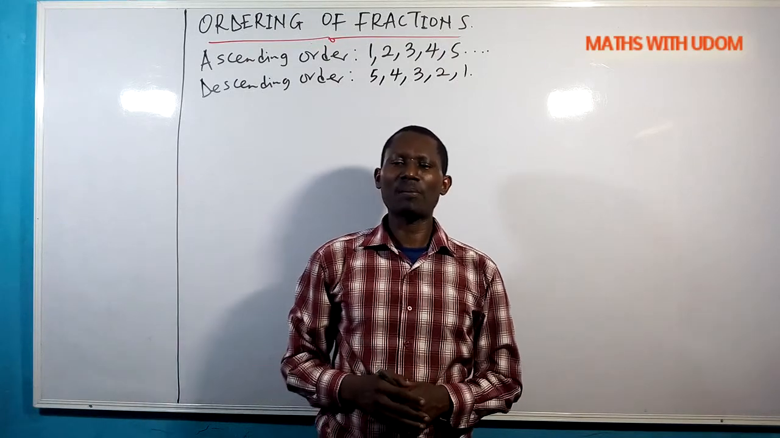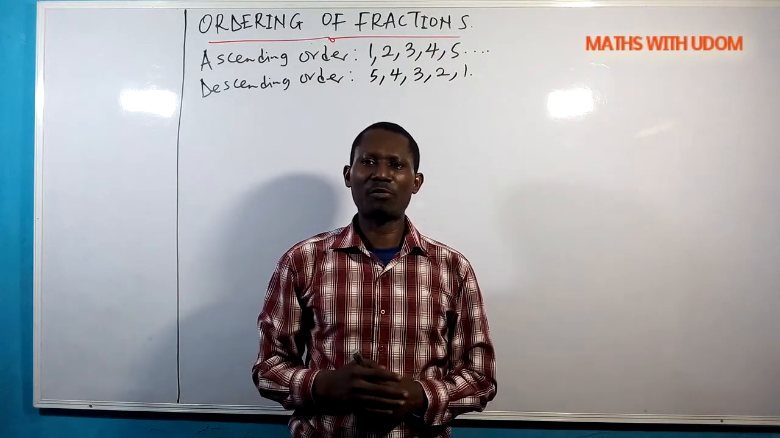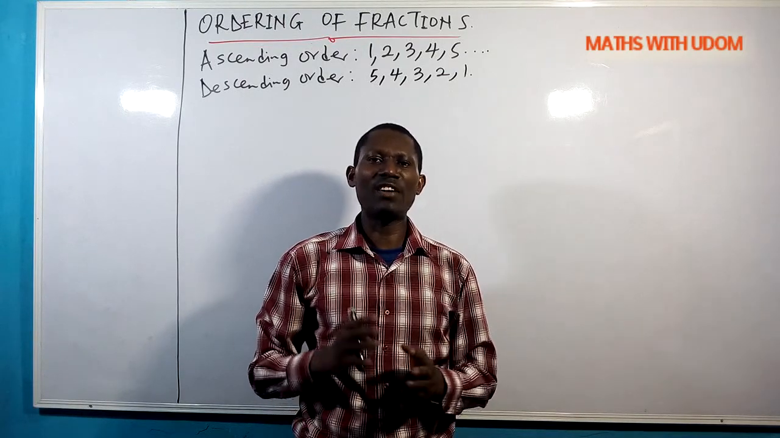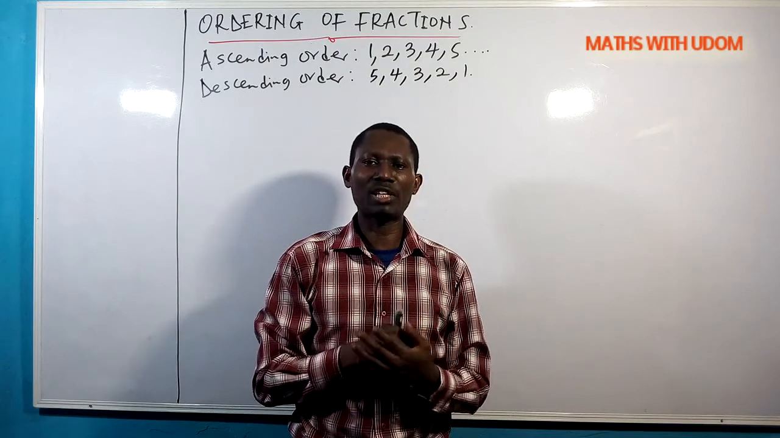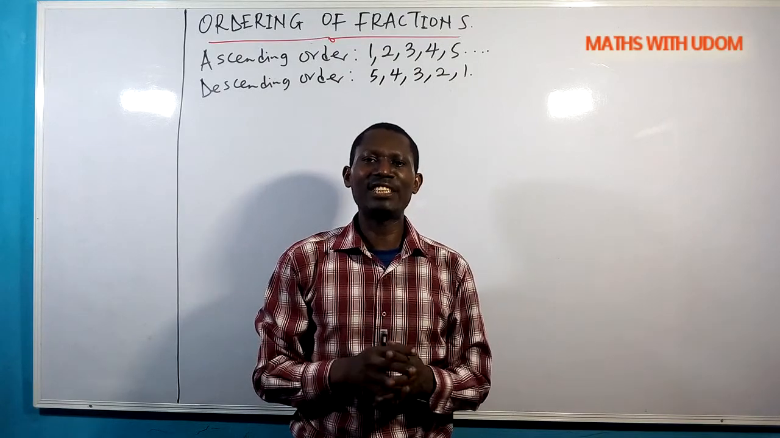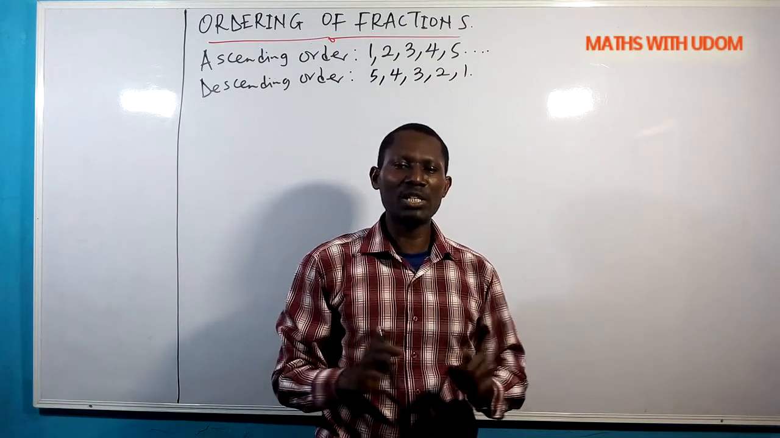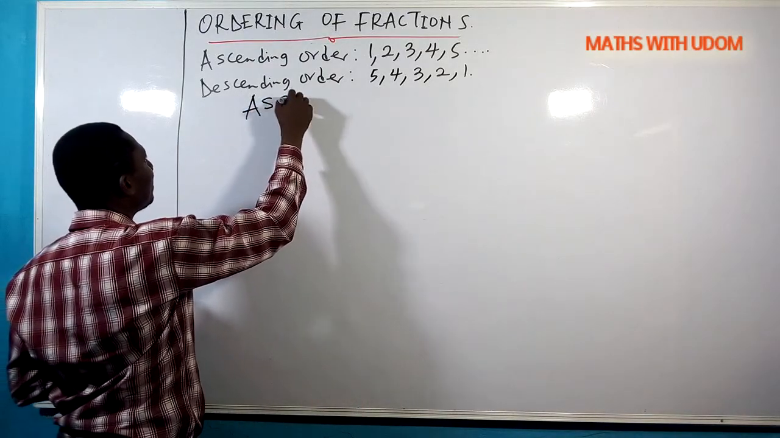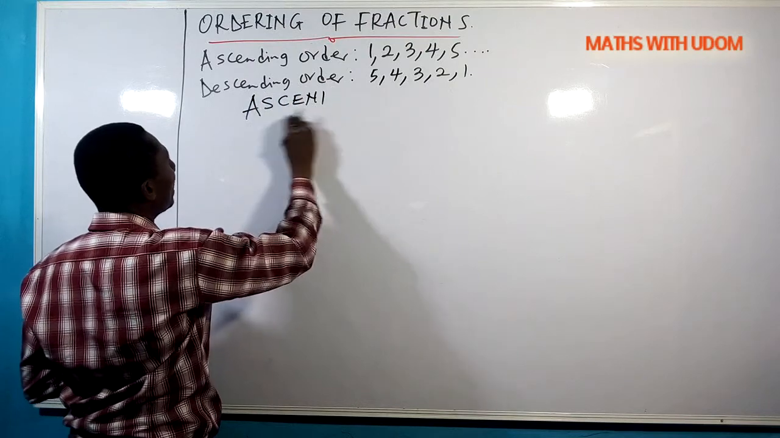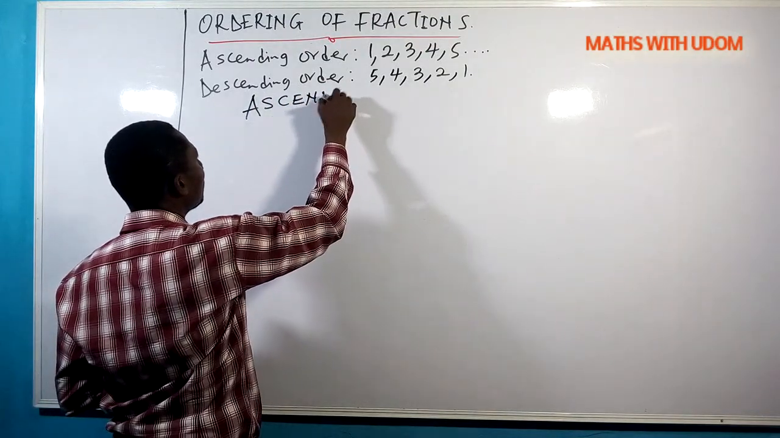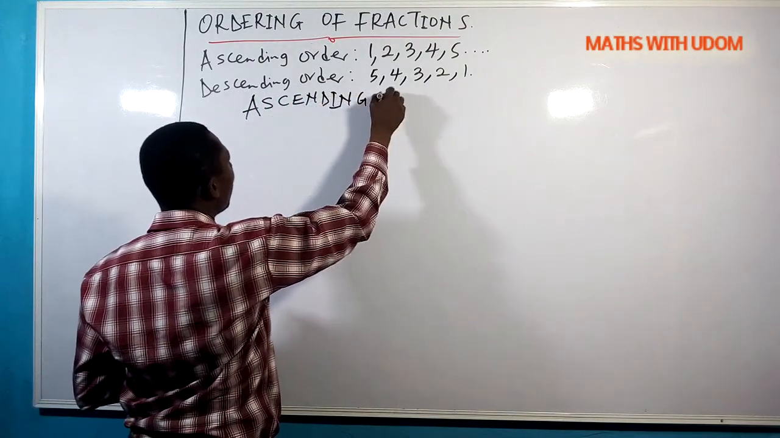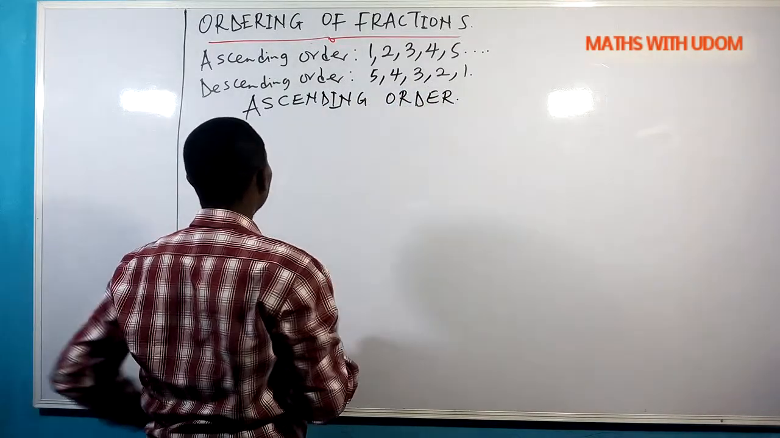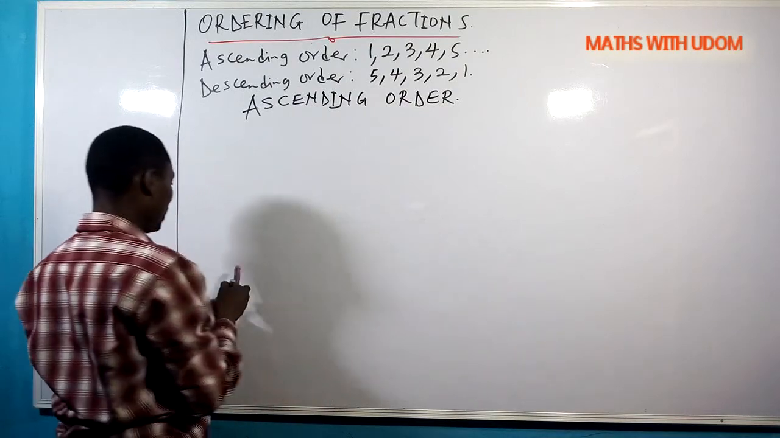So in today's class, we are going to look at the first aspect of ordering of fractions, which is ascending order. Arrangement of fractions or ordering of fractions in ascending order. So today's video is based on that. Okay, we are looking at ascending order, which is from smallest to biggest.